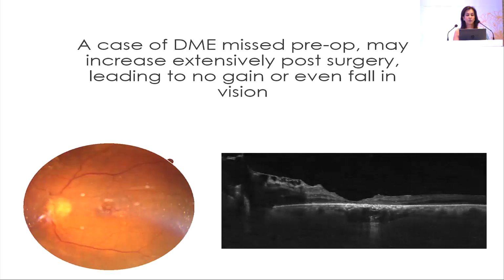It's very important to know that a case of DME missed pre-op may increase extensively post-surgery, leading to no gain or even a fall in vision. So take a fundus like this, where you don't see much hard exudate or hemorrhage, but there is a slight fronding on the disc if you can make it out, and the OCT is showing a slight elevation on the nasal side. In this kind of patient after cataract surgery, the traction might suddenly increase, the macula might go off, and the patient will lose vision.